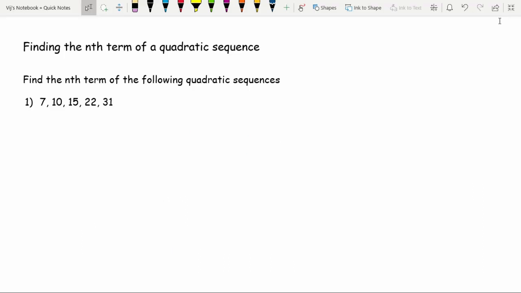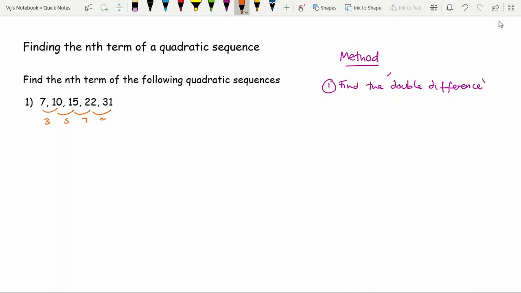So when finding the nth term of a quadratic sequence, it works in steps. So the first thing we need to do, if I write down the steps, so the method: number 1 is find the double difference. Now the double difference is simply the difference of the difference. So we find the difference of the difference. Here we've got the differences 3, 5, 7 and 9. So working out the double difference, that's going to be plus 2.